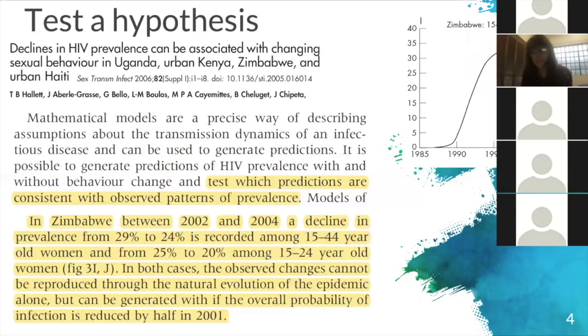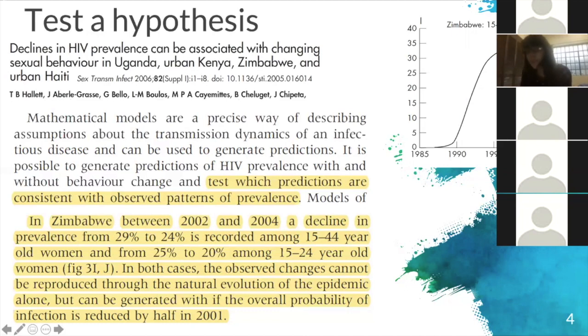And basically, in Zimbabwe, they showed that between 2002 and 2004, there had been a decrease in prevalence among several groups by age and by sex. And that in both cases, the observed changes could not be reproduced through the natural evolution of the epidemic alone, but could be generated if the overall probability of infection was reduced by half in 2001.